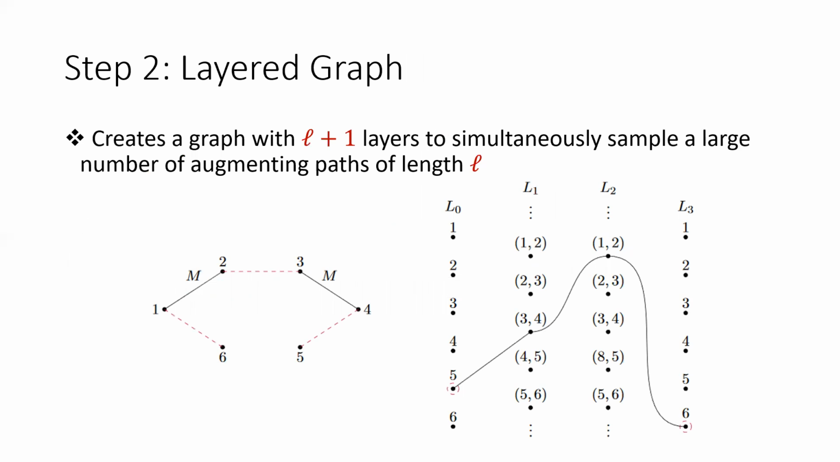Then the corresponding layered graph, if we are only interested in augmenting paths of length 3, will have 4 layers. The first and last layer will have vertices corresponding to each vertex in the graph on the left, and the middle layers will all have vertices corresponding to the edges in the underlying graph. Thus, we see that (1,2) is an edge in the graph on the left, and the vertex corresponding to (1,2) appears in both layers L1 and L2 on the right.